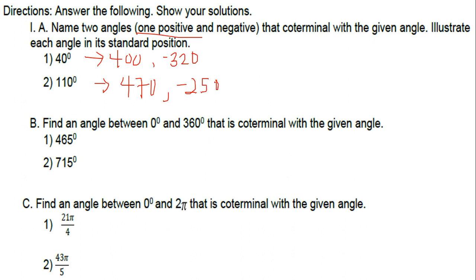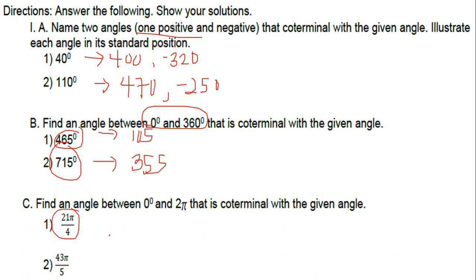Ito naman, find an angle between 0 and 360 that is coterminal with the given angle. So, since positive yan, magmaminus lang kayo, ha? So, 715 minus 360. What is 715 minus 360? 355 po. So, pasok si 355 sa angle between 0 and 360.